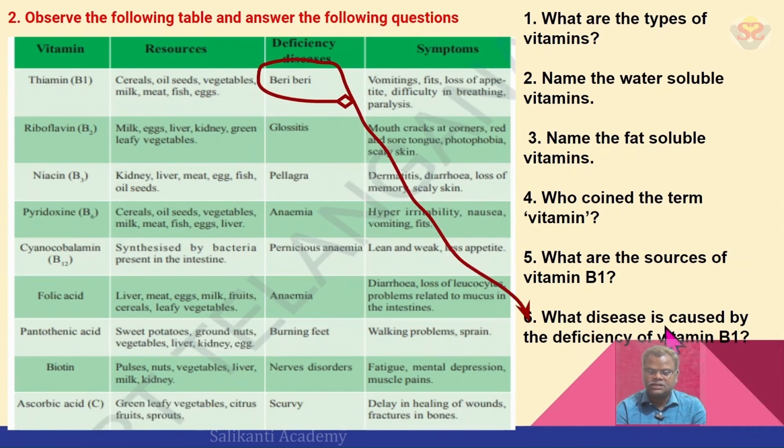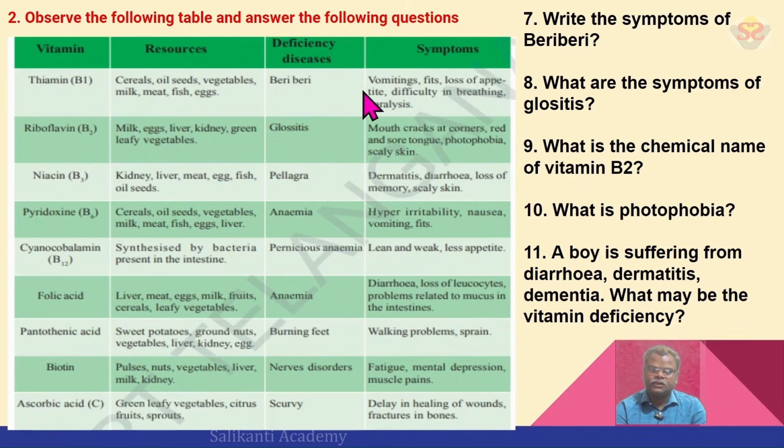What diseases are caused by the deficiency of vitamin B1? Beriberi. Write the symptoms of beriberi: vomiting, fits, loss of appetite, difficulty in breathing, paralysis. What are the symptoms of glossitis? Mouth cracks at corners, red and sore tongue, photophobia, scaly skin.